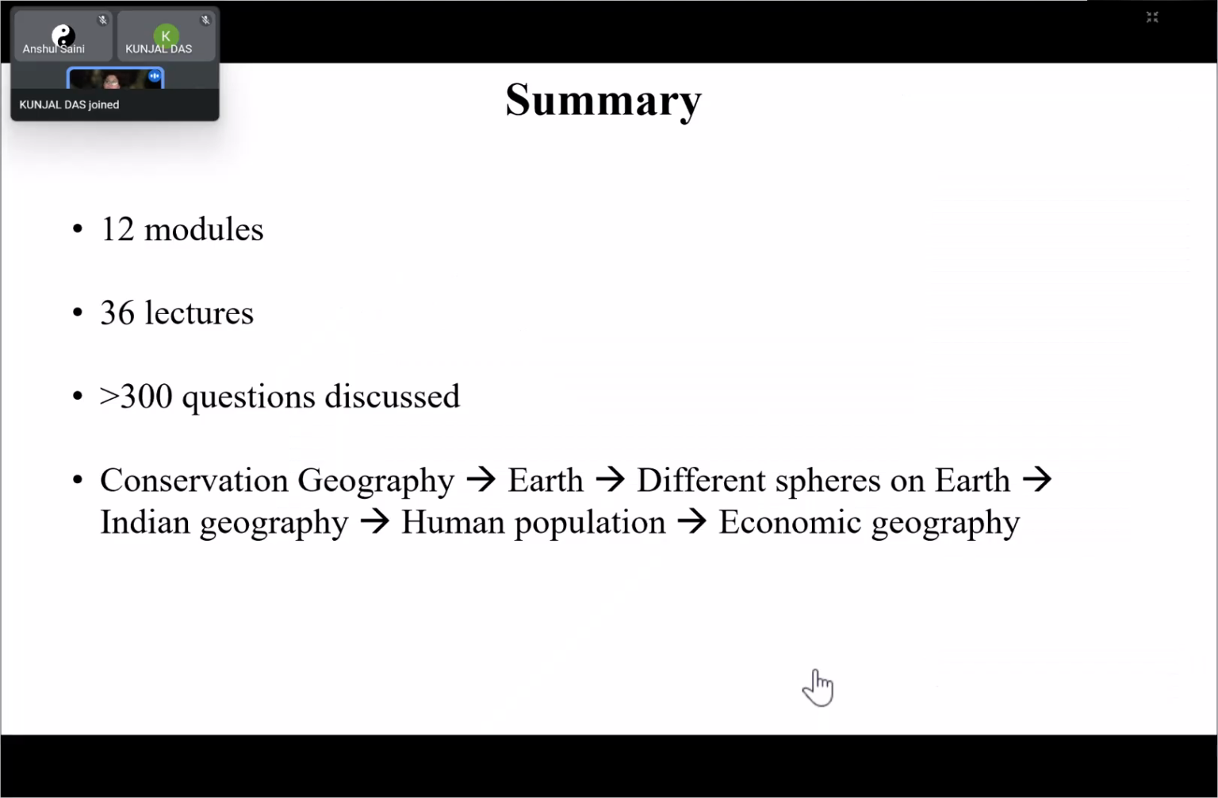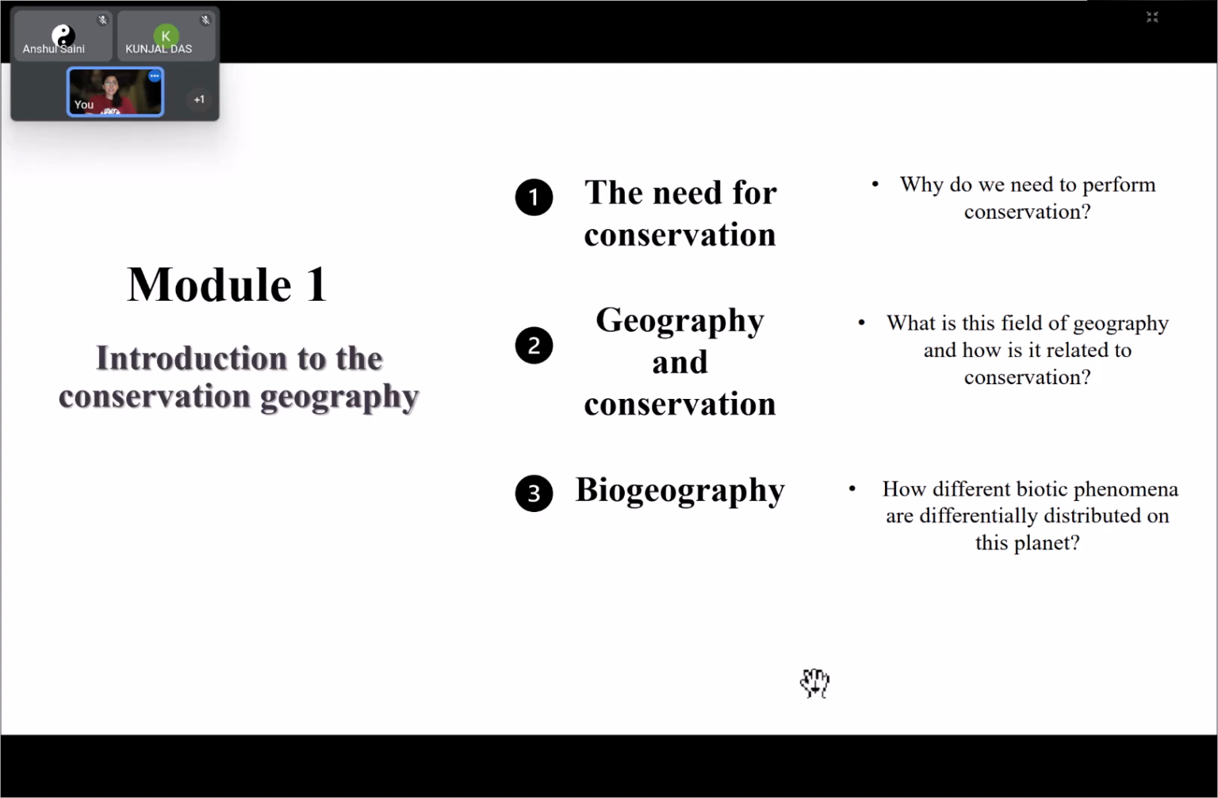We looked at human population, we looked at several aspects related to human geography and economic geography, and we also looked at why they are important from a conservation perspective. So let's begin with the first module.